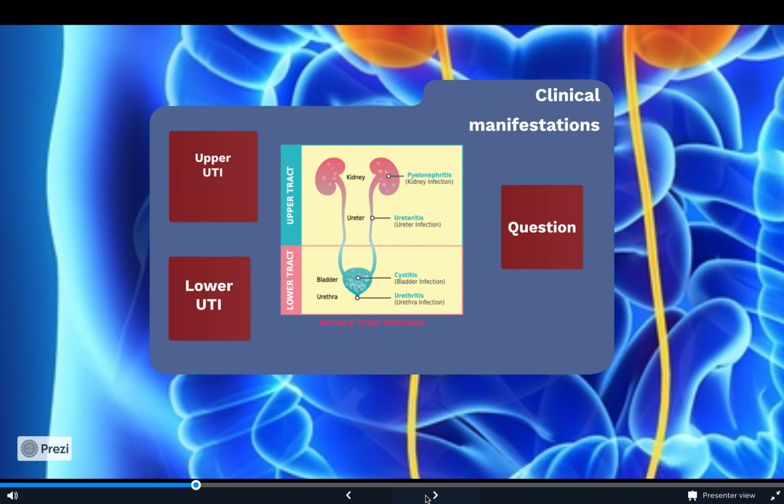For urinary tract infection, for clinical manifestations, there is upper UTI and lower UTI. In upper UTI, there is pyelonephritis as well as ureteritis. And in lower UTI, there is cystitis and there is urethritis.